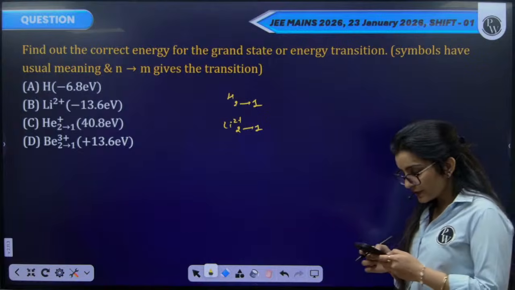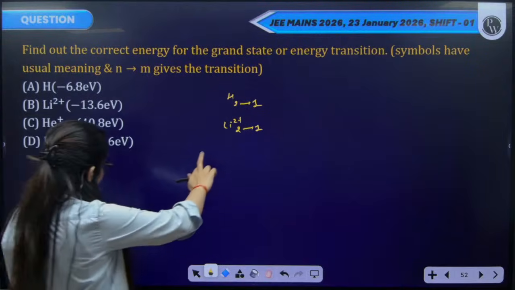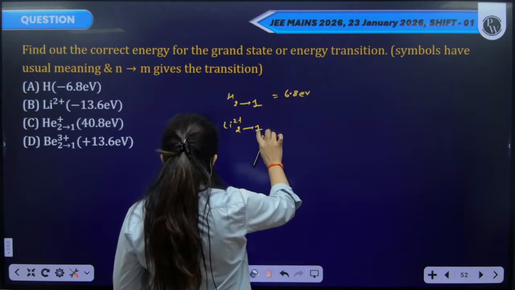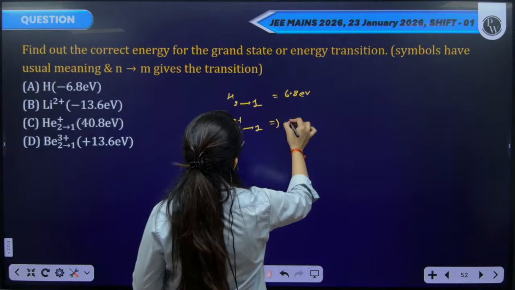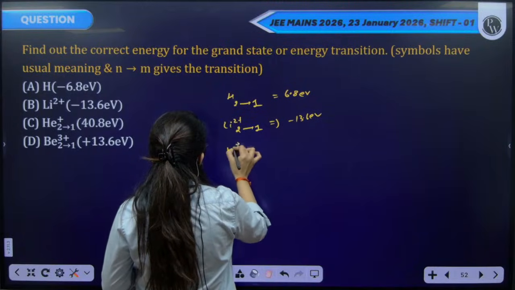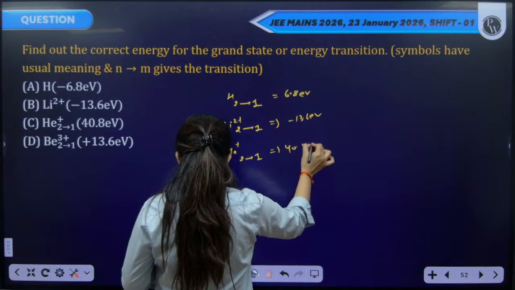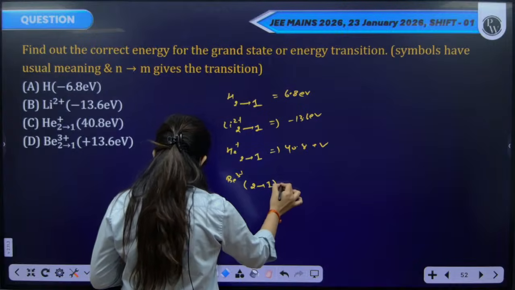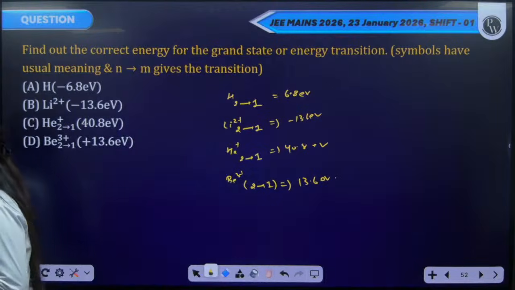Yeah, actually the question is, among the given options choose the correct energy of transition. So the first one given to you is H, 2 to 1, and the energy has been mentioned as 6.8 electron volt, and Li2 positive, 2 to 1, again the energy has been mentioned as minus 13.6 electron volt. In the next case it is He positive, and the transition is from 2 to 1, and the energy has been given as 40.8 electron volt. And the next case is B3 positive, where again a 2 to 1 transition is taking place, and the energy given is 13.6 electron volt. So here you have to apply the Bohr model.